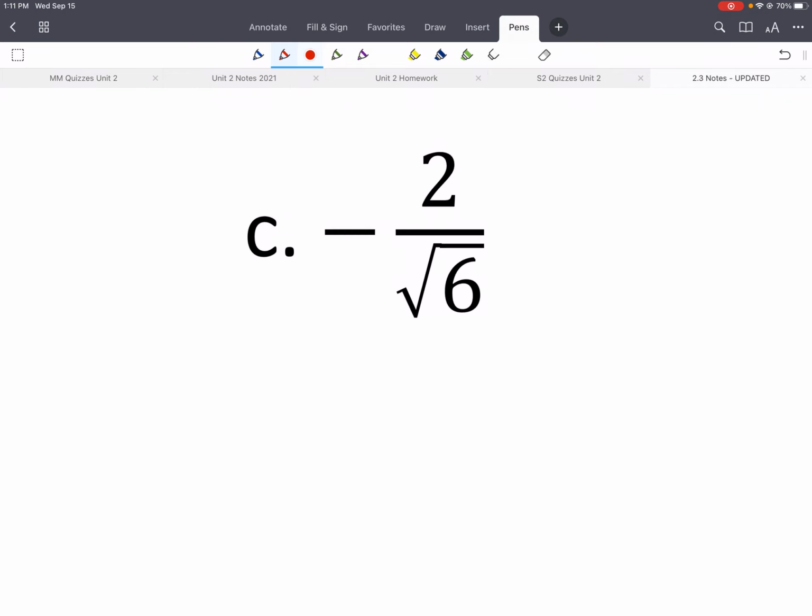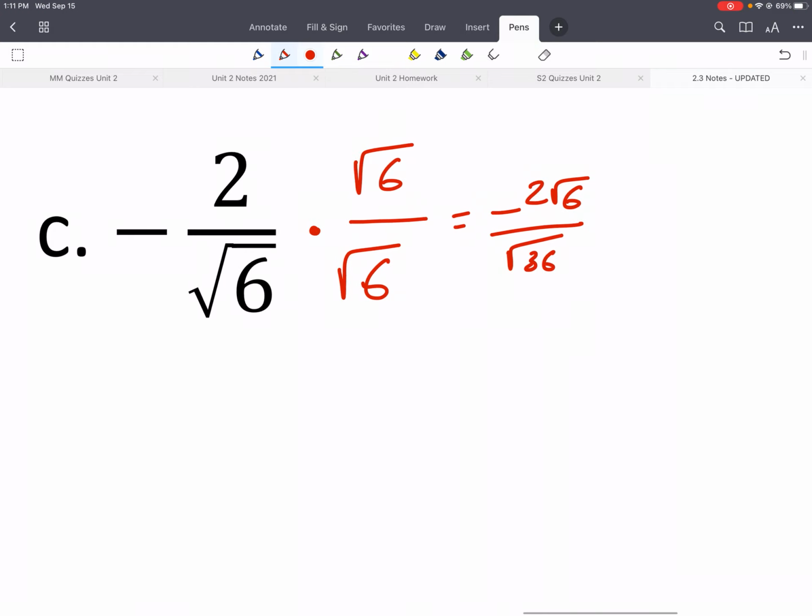C, we have a negative, but the thing is that it's not going to change anything. It's still going to end up being negative at the end. So again, we will multiply top and bottom by the square root of 6. We'll get negative 2 square roots of 6 over the square root of 36. And the square root of 36 is 6.